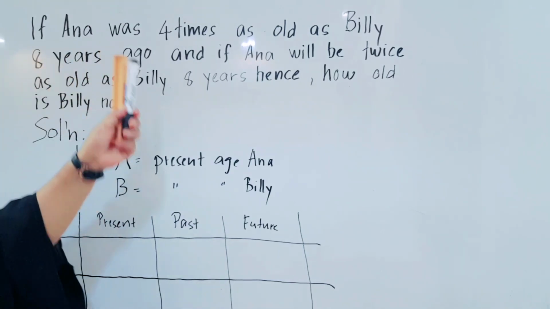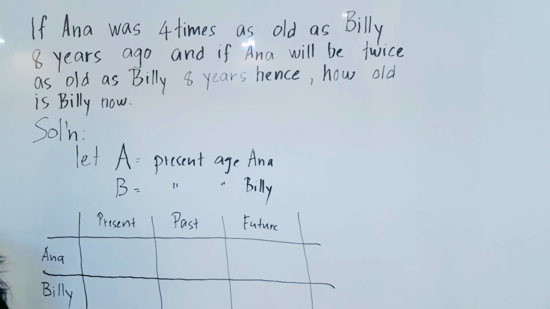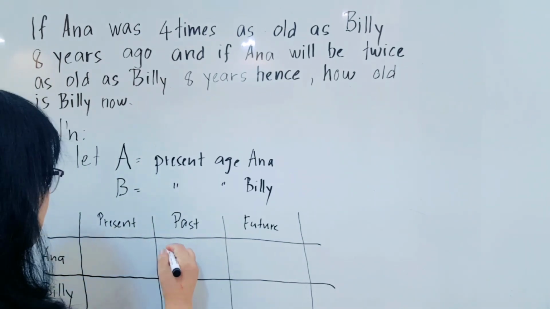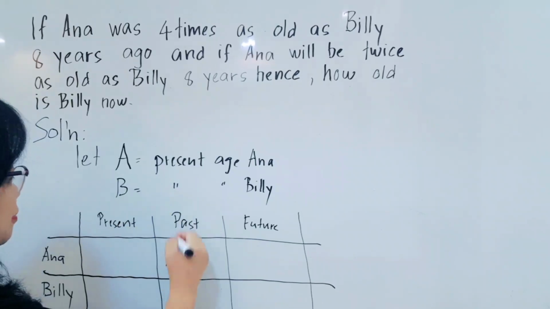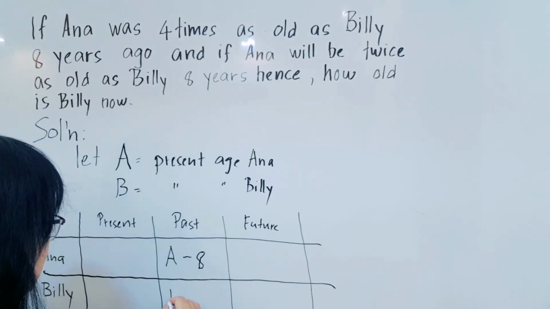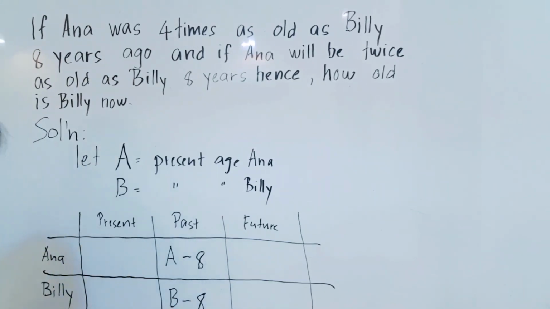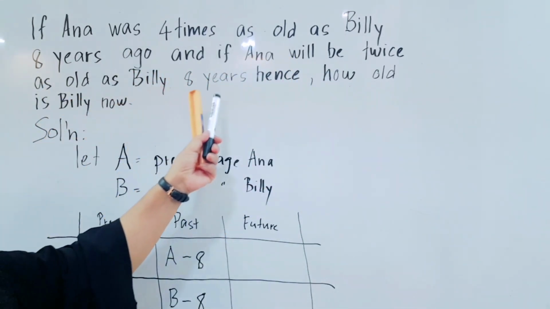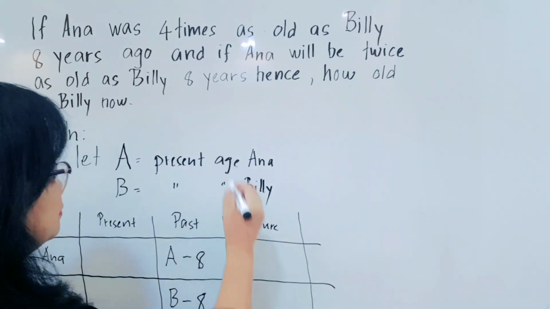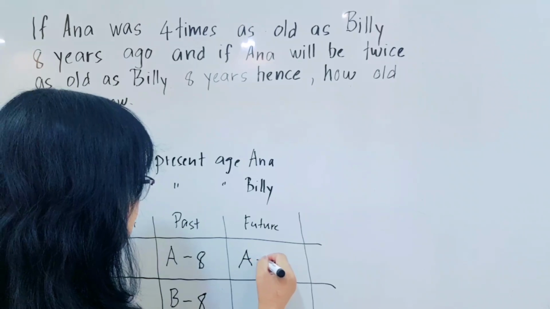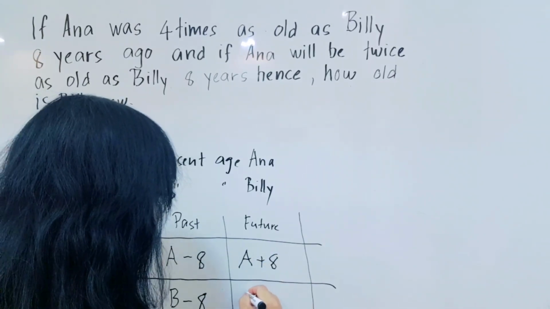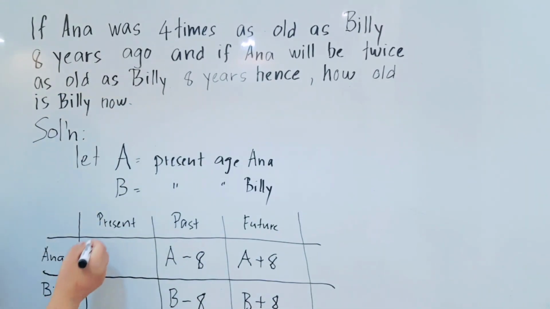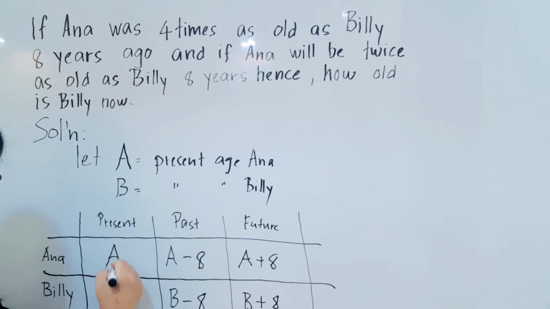Now, if Anna was 4 times as old as Billy 8 years ago, that means 8 years ago is their past age. That means the age of Anna, which is A, minus 8 years ago, and the age of Billy also, which is B minus 8. Now, another statement: if Anna will be twice as old as Billy 8 years hence, hence means the future, so plus 8, and Billy also plus 8. And of course, their present ages are A and B.